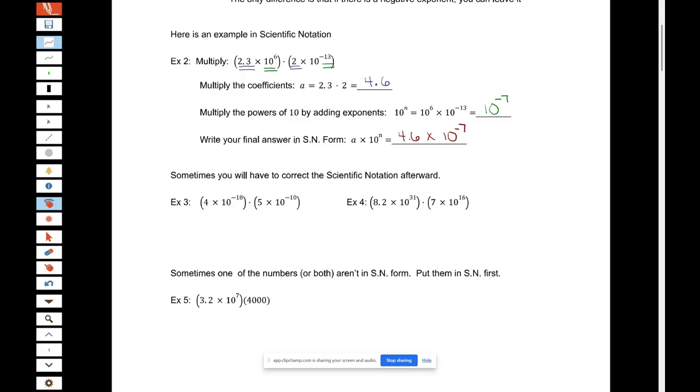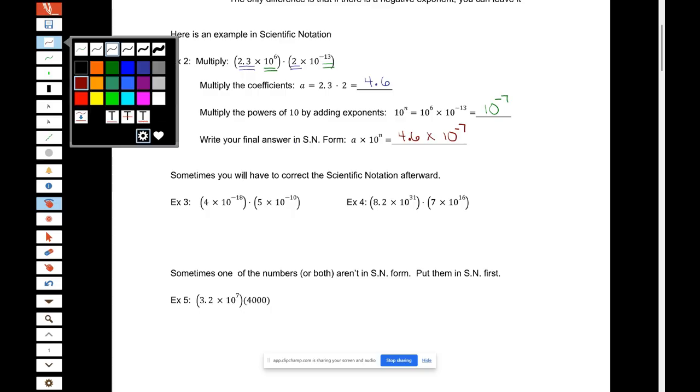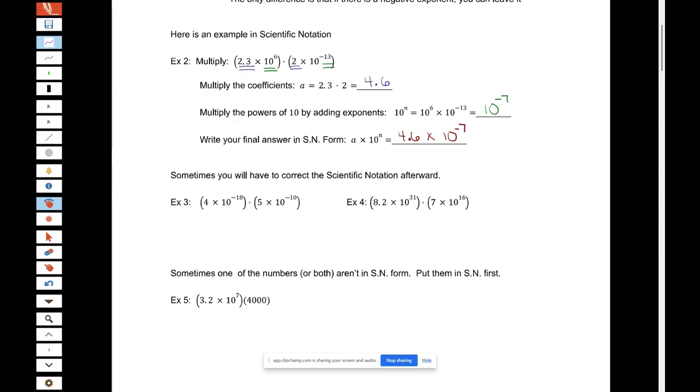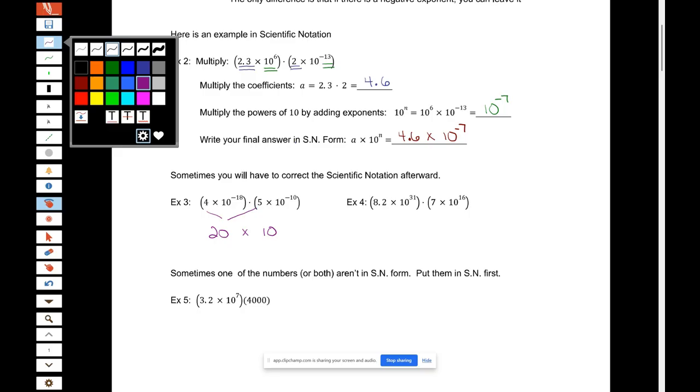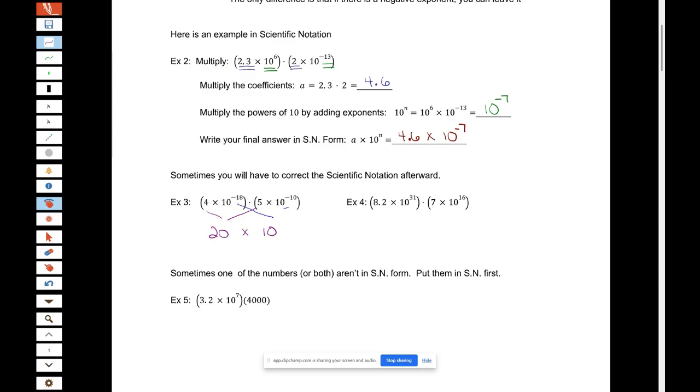Now, sometimes you will get, when multiplying, a number for the coefficient that is bigger than 10. And remember, we have to have our coefficient number be between 1 and 10. So if you do that, you'll just correct your scientific notation to get that number to be correct. So 4 times 5 right here is going to give us 20 times 10 to the, and then to get our power of 10, we add those exponents of -18 and -10 to get -28.